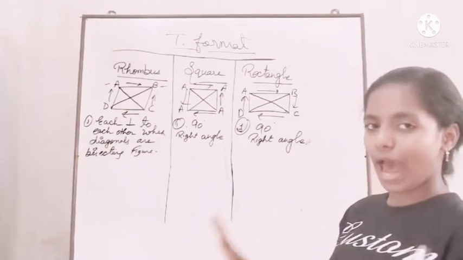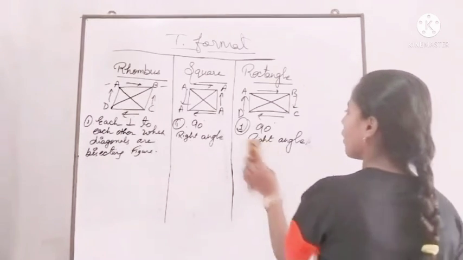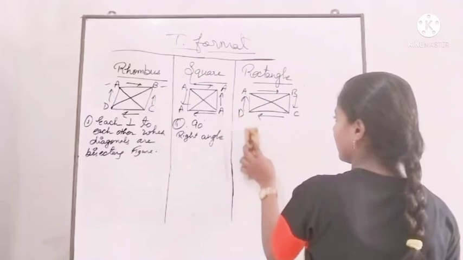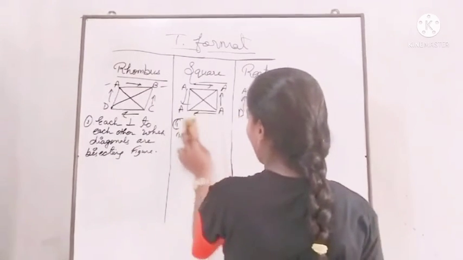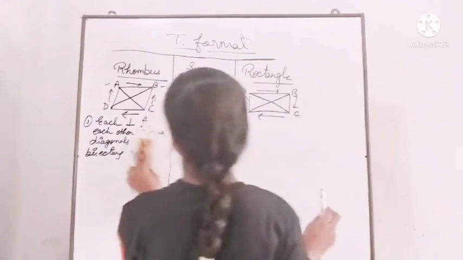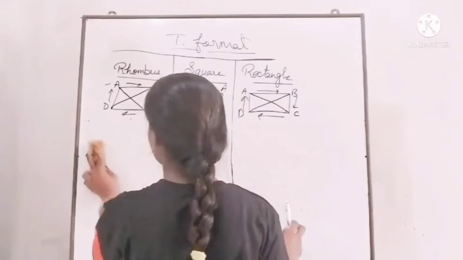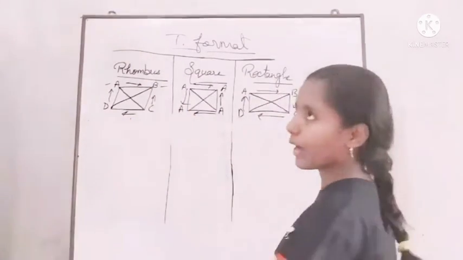Yes, hopefully you have taken the screenshot. Now let us discuss together the second points of square, rhombus and including rectangle. So what happens over here? Let us see.